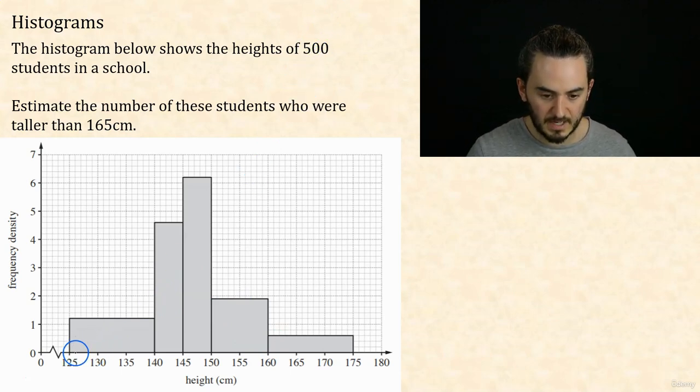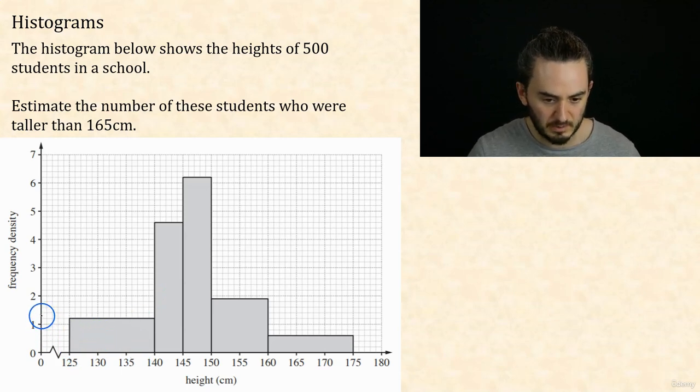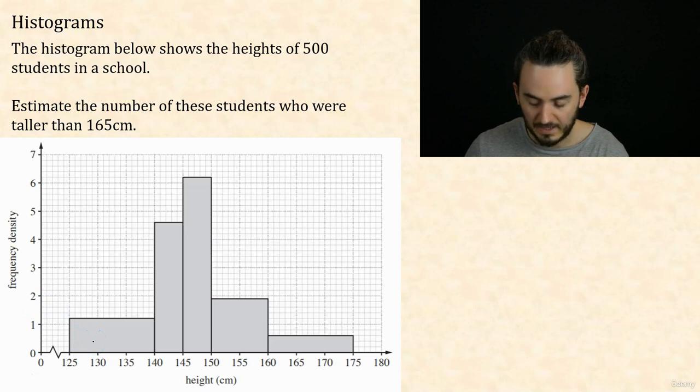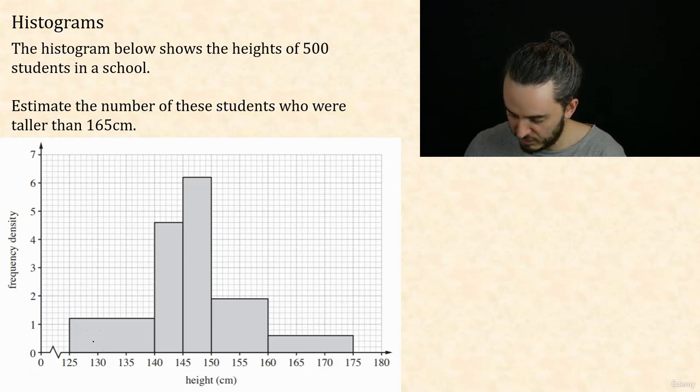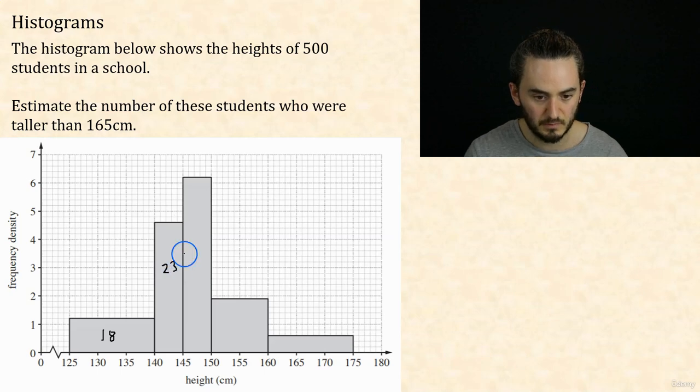So this first histogram is a base of 15, a height of, we need to be really careful with scale here. We're going up in increments of 0.2 since there are 5 of these increments between 1 and 2. So that's base of 15 and a height of 1.2. So that gives us 18 in here. And you can write in the histogram, that's fine. Base of 5, height of 4.6. So that's 23. That's 5 times 4.6.